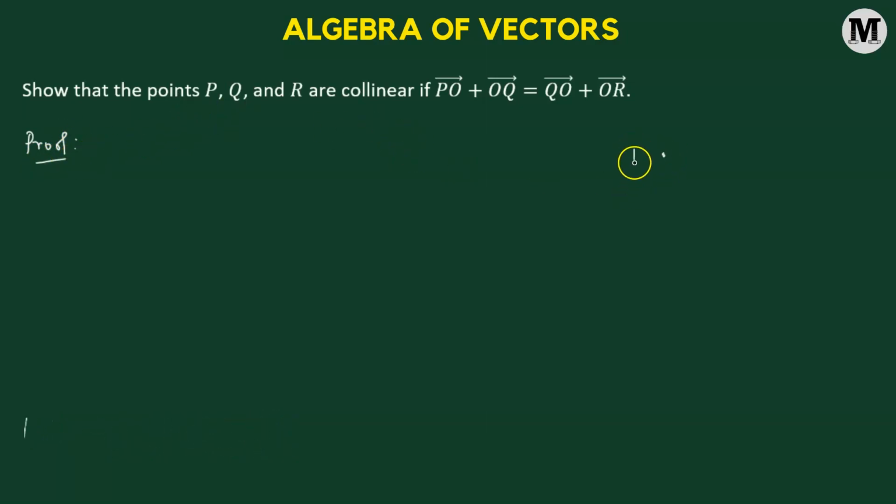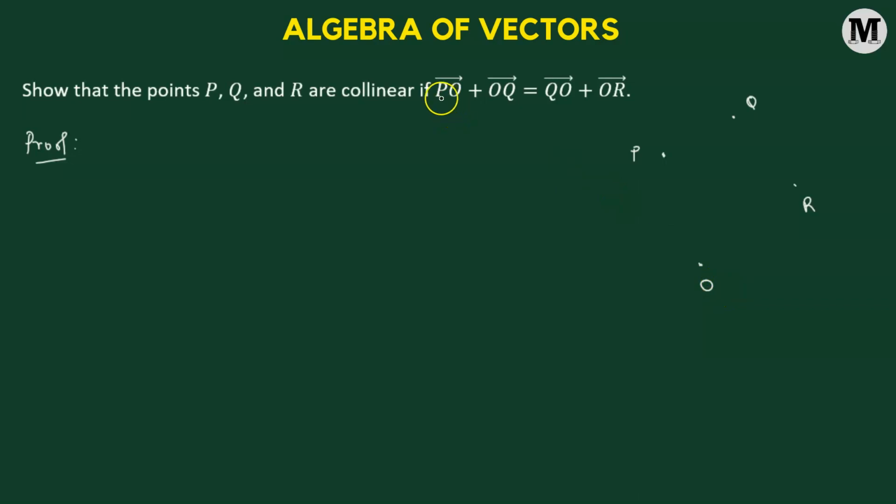So let's say we have the point P, we have the point Q, and we have the point R. First, we'll assume that they are not collinear. Collinear means if we draw a line, all the 3 points should lie on that line. And we'll consider another point O.